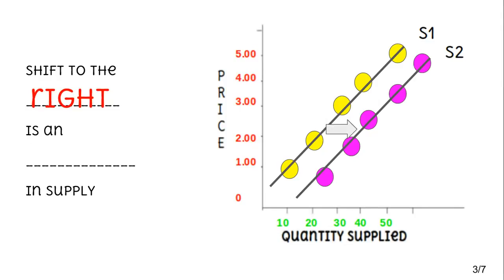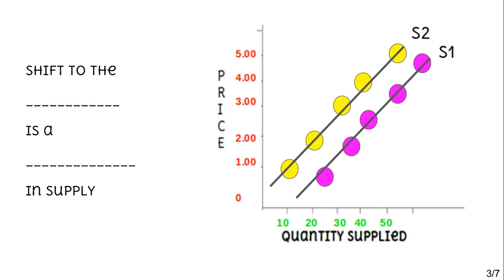So why don't you take a second and think about, is that going to be an increase or a decrease in supply based on what you know? Hopefully you said that that is an increase in supply, because at $1, even though my spots are a little bit off, at $1 on S1, they were willing to supply 10, but supply increased when they were willing to supply 20 at that dollar.